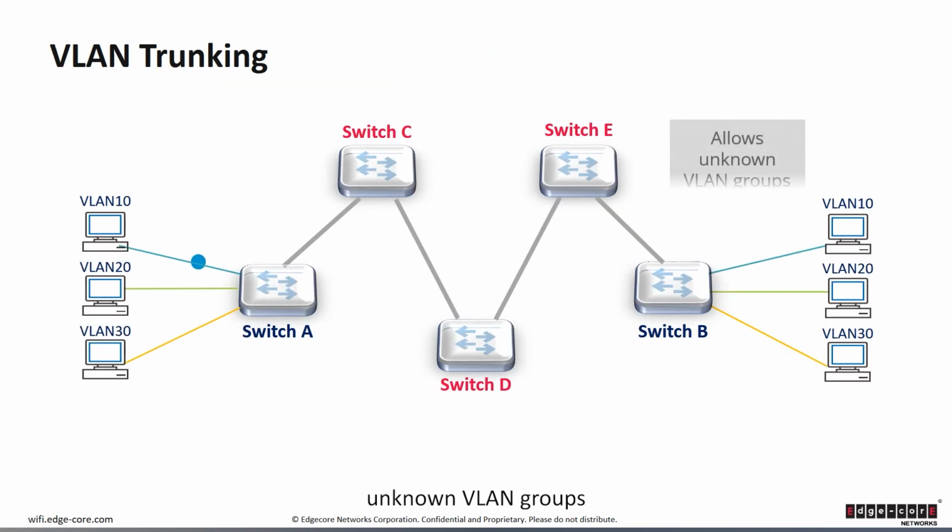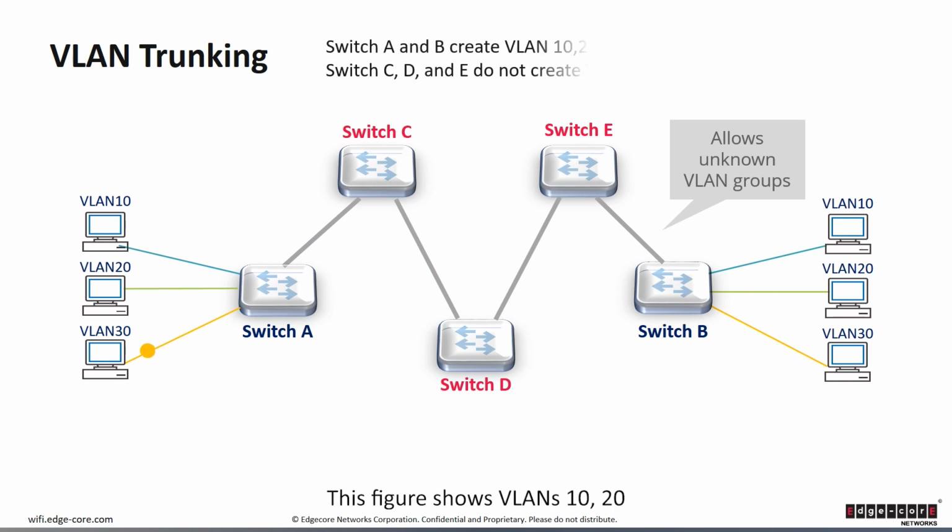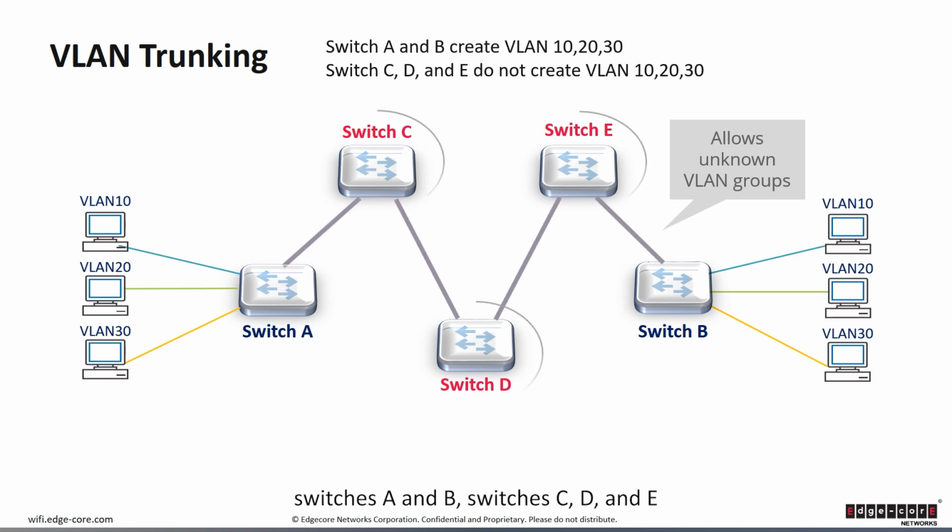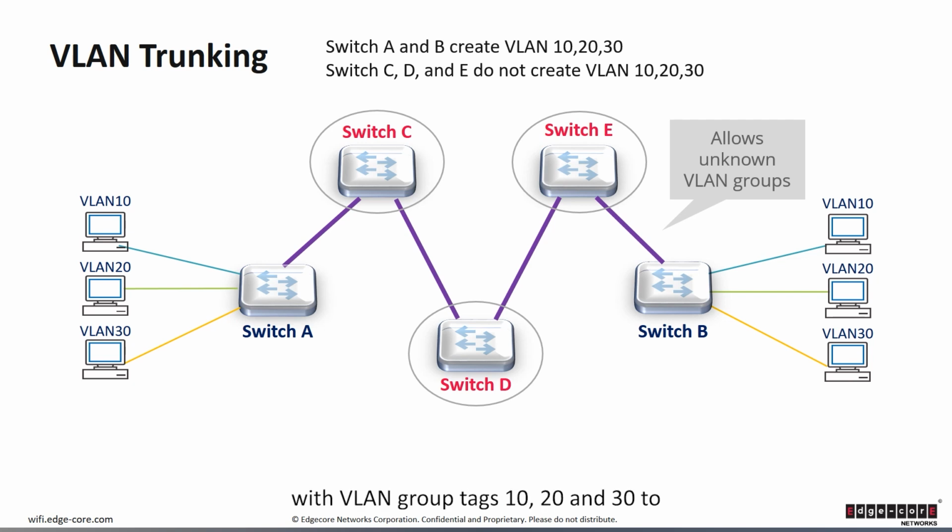VLAN trunk allows unknown VLAN groups to pass through the specified interface. Using this feature, you can configure a tunnel across one or more intermediate switches that pass traffic for VLAN groups to which they do not belong. This figure shows VLANs 10, 20, and 30 are configured on switches A and B. Switches C, D, and E automatically allow frames with VLAN group tags 10, 20, and 30 to pass through their VLAN trunking ports. We'll explain VLAN function in the next video of Unit 6 VLAN topic.